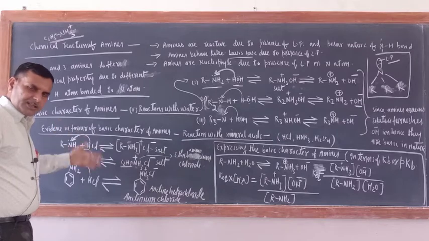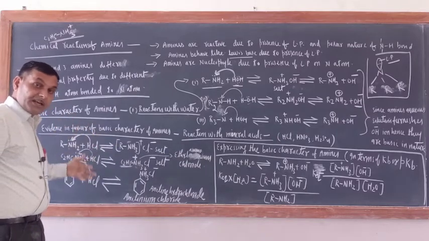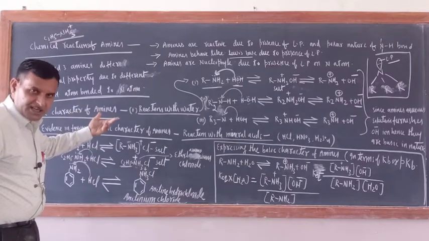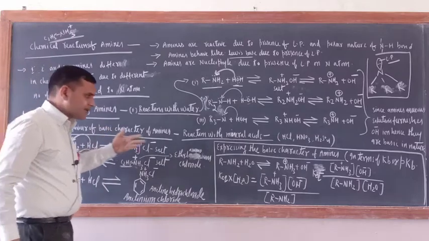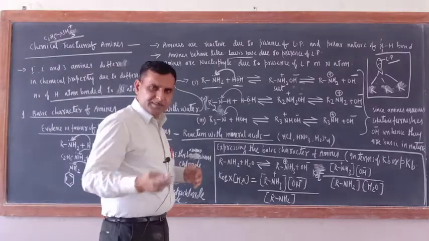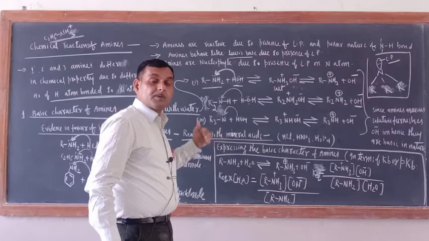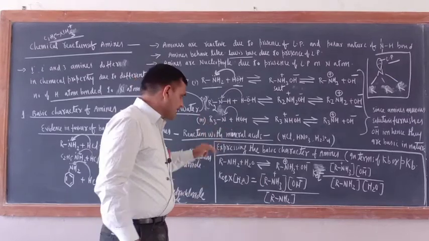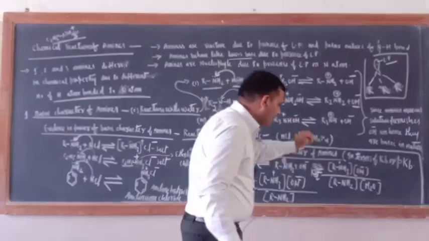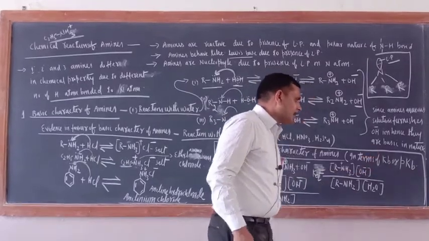So these two reactions prove that aliphatic and aromatic amines gain a proton. Their reaction with mineral acid is one of the evidences in favor of their basic nature. And how can you express the basic nature of aliphatic and aromatic amines? In terms of Kb or pKb.